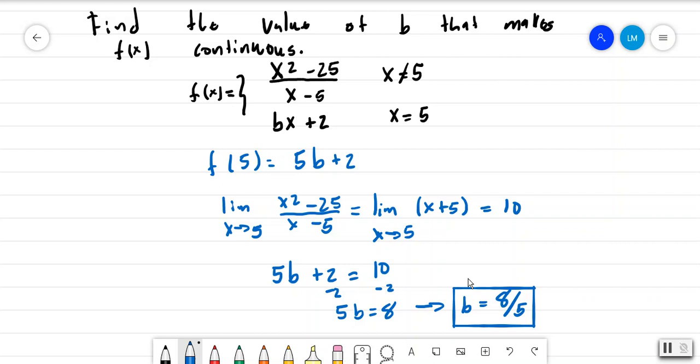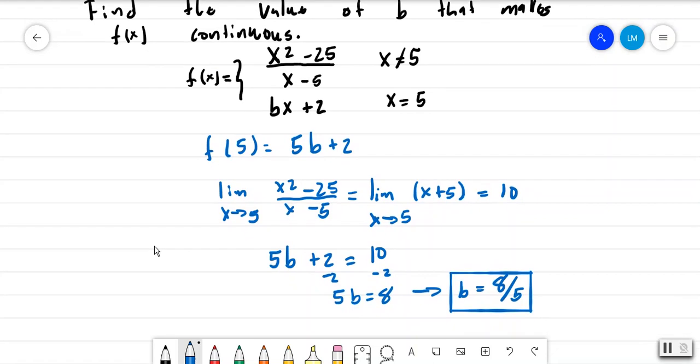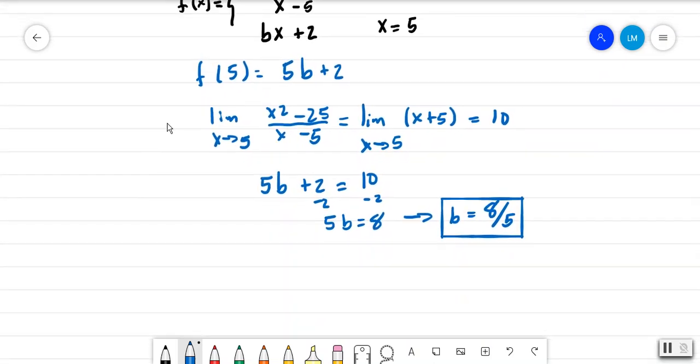So b equal to 8 fifths makes this function continuous, meaning that this function will be continuous everywhere once you set b to 8 fifths. Now, there are some problems where it's not possible to make the function continuous.